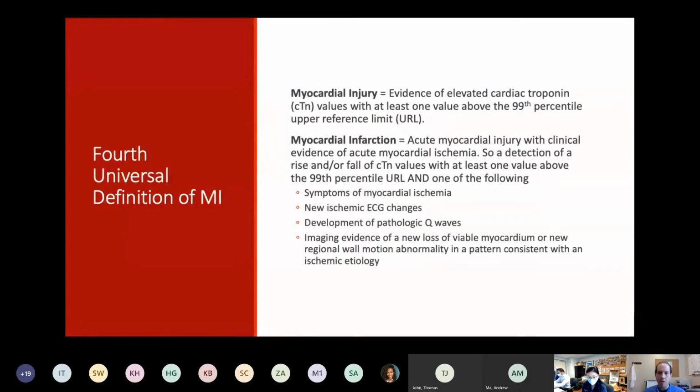The definition of myocardial injury is just evidence of elevated cardiac troponin with at least one value greater than the 99th percentile of the upper limit of normal. So obviously in EPIC, that's when you see the little red exclamation point next to your abnormal troponin. We'll talk about myocardial infarction later, but the idea of myocardial injury is relatively simple. It's kind of what it says. It's just there's some injury to the myocardium that causes a release of troponin.